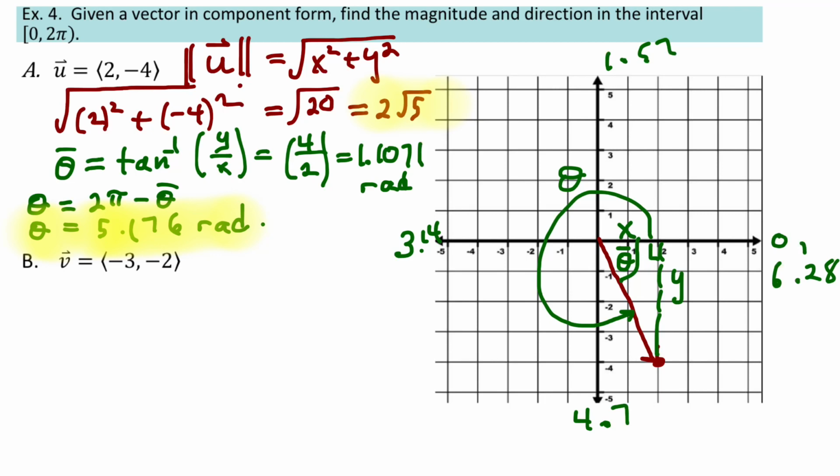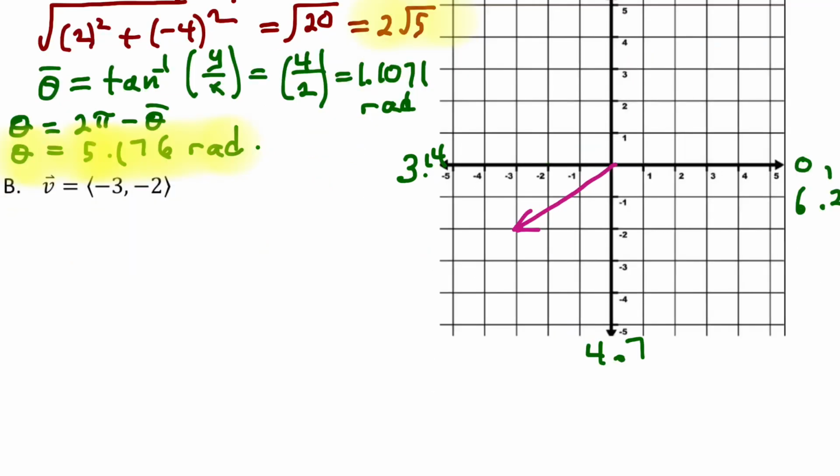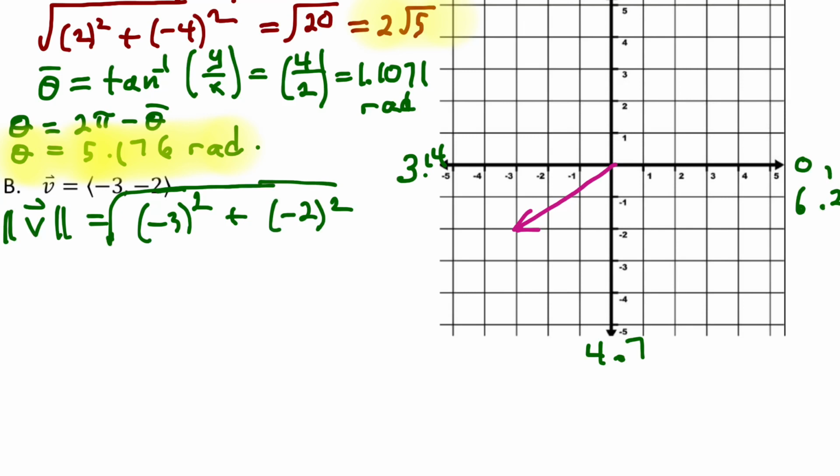So let's try another one. Let's try B. So I drew negative 3, negative 2. And now we're going to find the magnitude first. So that's the magnitude of v. So that's negative 3 squared plus negative 2 squared, square root of that. So that's the square root of 13.